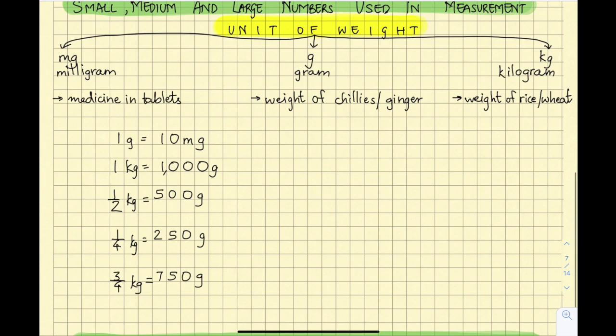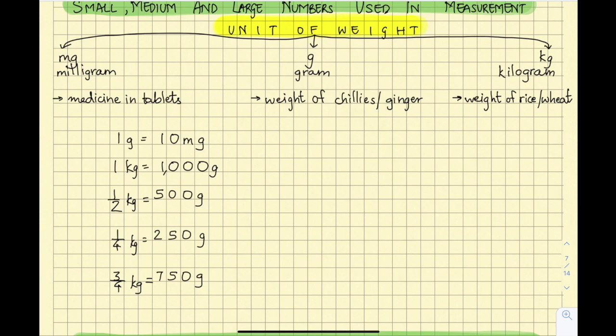Now we continue further with more small, medium and large numbers used in measurement. Now we are going to see the unit of weight. So mg stands for milligram, which is the smallest unit. Still bigger unit we have g, that is gram. Still bigger unit we have kg, that is kilogram.